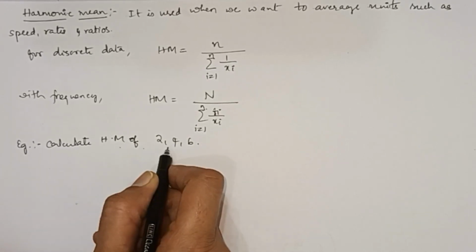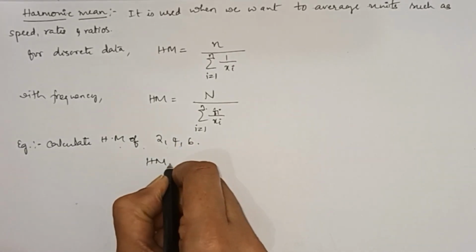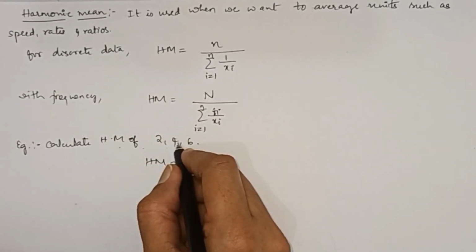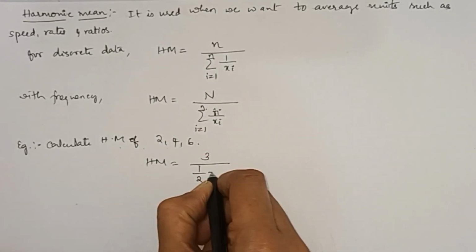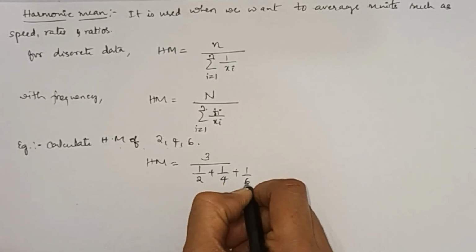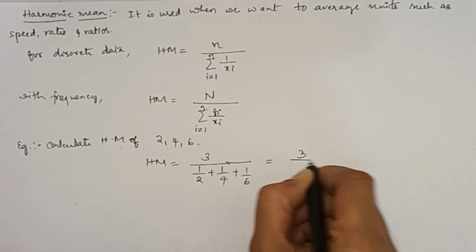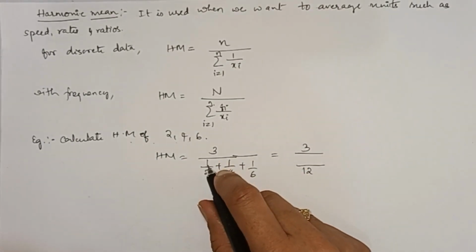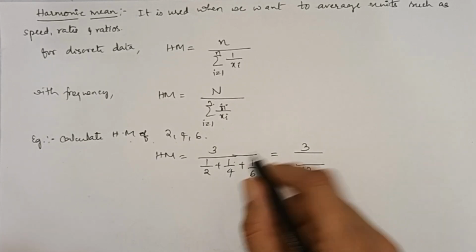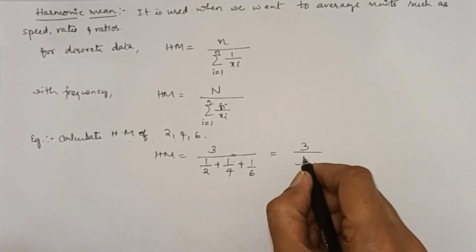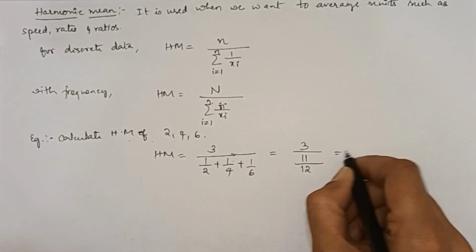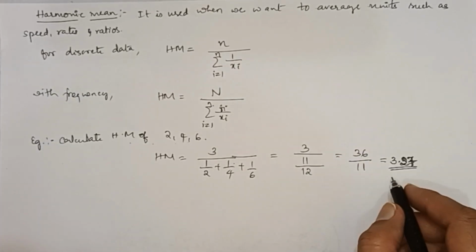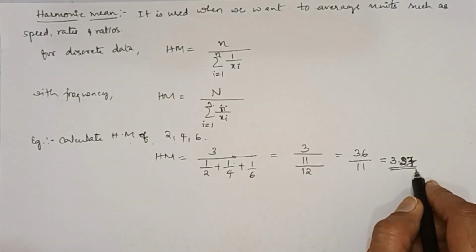Calculate harmonic mean of 2, 4, 6. So harmonic mean equals, there are three observations, divided by the sum of reciprocals of these observations. That's 1 by 2 plus 1 by 4 plus 1 by 6. So this is equal to 3 divided by 11 by 12. Here 6 plus 3 is 9, 9 plus 2 is 11. So that gives you 36 by 11, which is approximately 3.27.